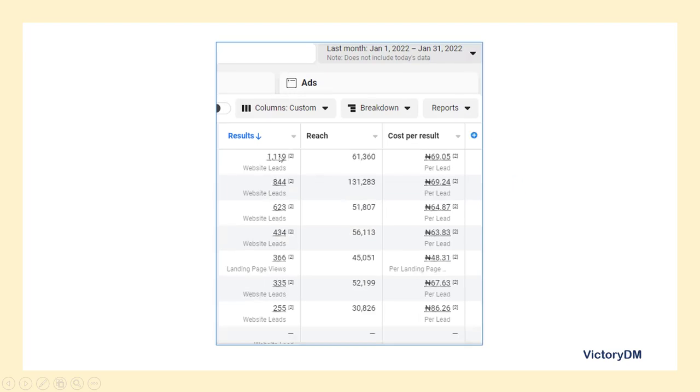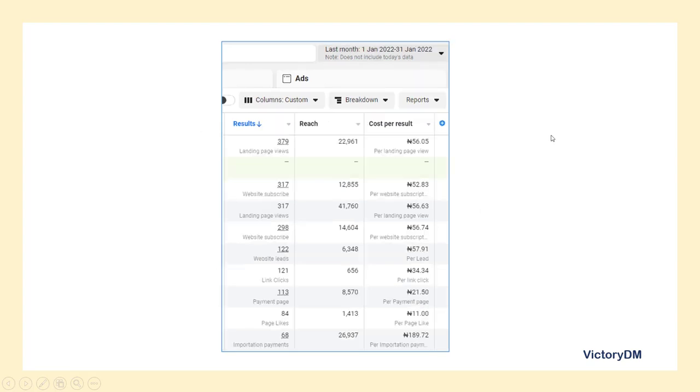This other campaign brought in over 3,000 leads. This should be close to 4,000 leads. It brought in sales of over 3 million naira. So this campaign did extremely well. This campaign was for someone else, and it also did really well. I think close to a million naira in sales. So this shows you that lead generation campaigns convert really well.